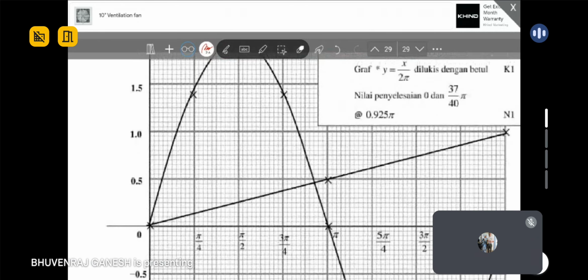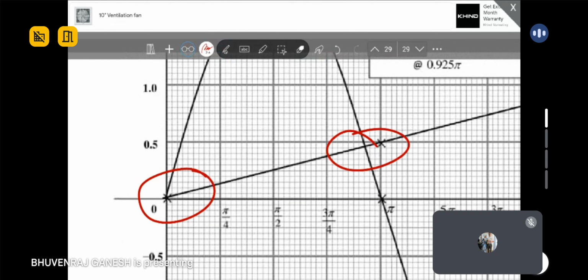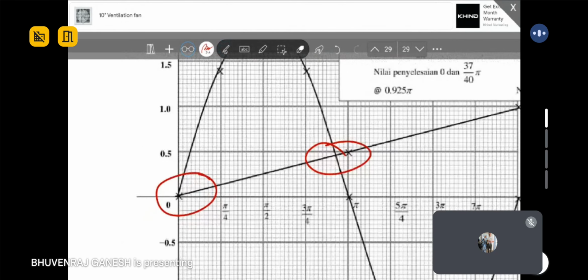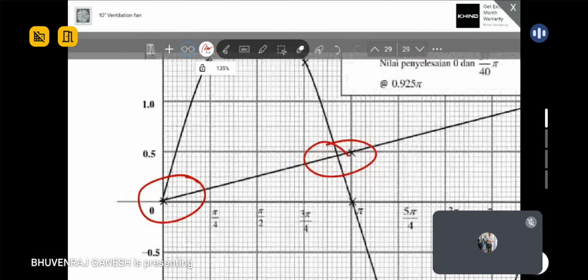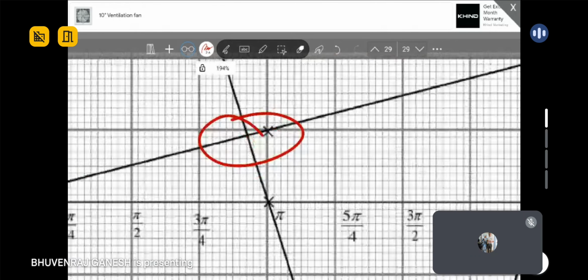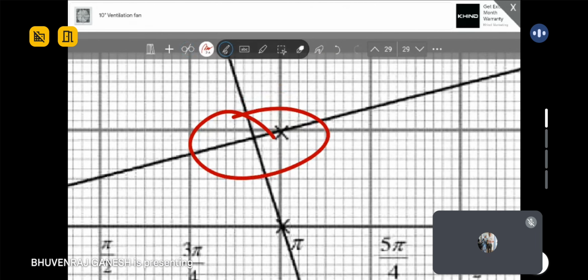Okay, the next part of the question, they want you to find the solution. What is the x value of the solution? Kamu kena cari nilai x. So basically, you guys just refer to the intersection points. Okay, tengok titik persilangan graph. Okay, so you have 2 solutions over here. 2 penyelesaian. Okay, so for this value, you guys must read carefully. Kena baca nilai ni betul-betul. Okay, so it's over here.